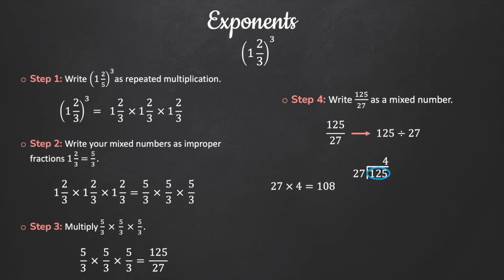And that's because 27 times 4 equals 108, and anything above that would pass 125. So we're going to take 125 and subtract 108, and we get 17. So we have 4 on top, and that means that 27 goes into 125 4 whole times. We have a remainder of 17, meaning there are 17 parts left over out of 27, which is what we're dividing by.